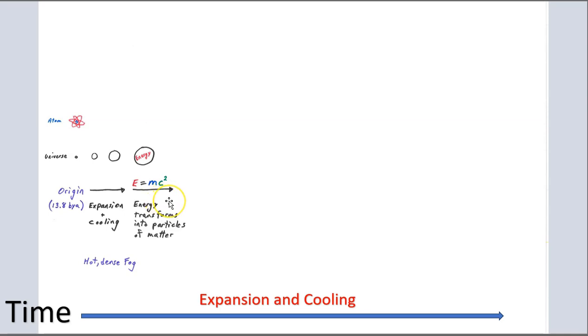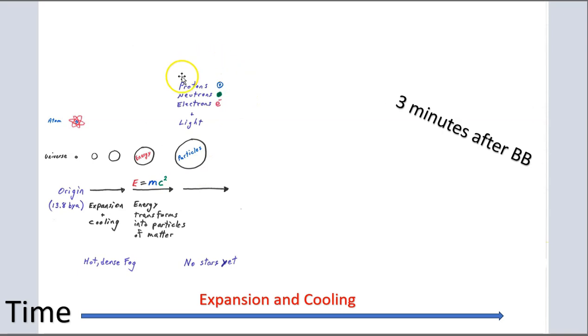So as the universe expanded and cooled, particles began to so-called freeze out of the energy. Energy transformed into particles of matter. Here we see three such particles, the very building blocks of atoms: electrons, neutrons, and protons. As well, there was lots of light buzzing around, lots of photons of light of various wavelengths.